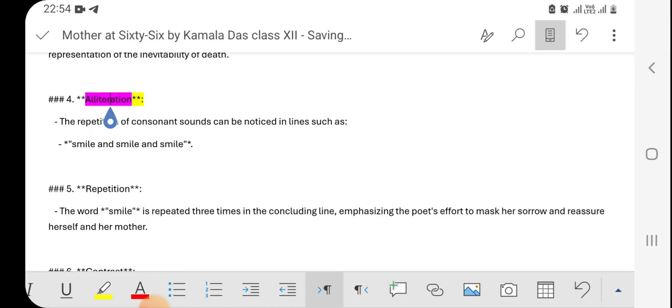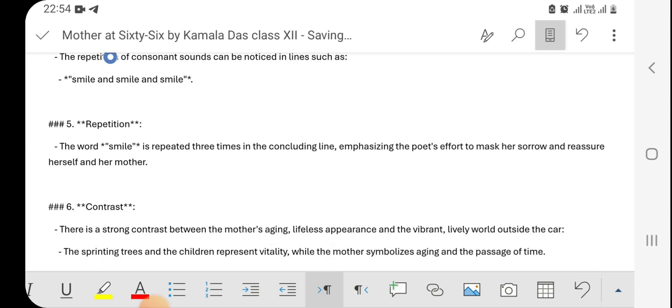Remember, if a consonant sound gets repeated twice or more than twice, it can be marked as alliteration, and there is no such rule that the words shall be placed side by side. It should be within a line. The next poetic device that we have is repetition.